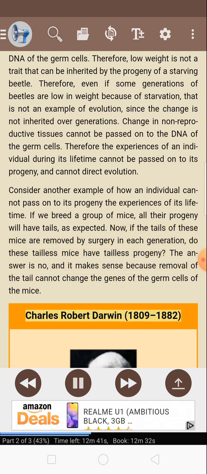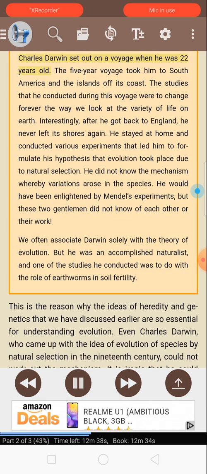Charles Robert Darwin, 1809-1882. Charles Darwin set out on a voyage when he was 22 years old. The 5-year voyage took him to South America and the islands off its coast. The studies that he conducted during this voyage were to change forever the way we look at the variety of life on Earth. Interestingly, after he got back to England, he never left its shores again. He stayed at home and conducted various experiments that led him to formulate his hypothesis that evolution took place due to natural selection. He did not know the mechanism whereby variations arose in the species.